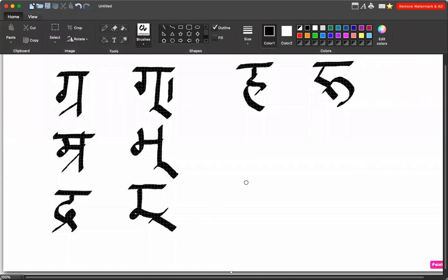Ma'am, the stroke which you are putting of ra, is it thick or thin? It is thin. It's just the calligraphy brush. I'll just show you with a normal pen also. One minute.